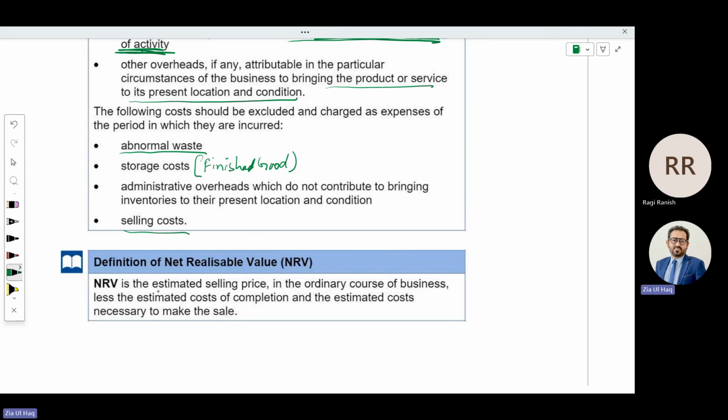What is net realizable value? It is the estimated selling price. Obviously, actual, while selling the inventory we can measure. If we are not selling now, we can only estimate the selling price in the ordinary course of business, less the estimated cost of completion and estimated cost necessary to make the sale. Meaning selling price and cost to sell will be estimated to calculate NRV, because actual we can calculate while making the sale. So before making a sale, we can just estimate.